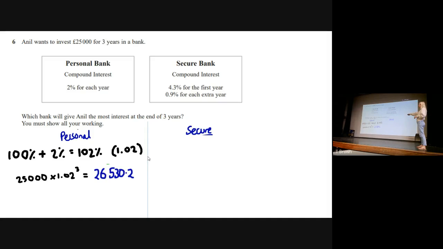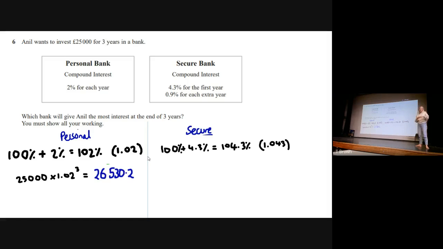Now, if Anil was clever, he'd put his money here for a year, and then after that first year was up, he'd move it to the personal bank. That's how he's going to get the most money, isn't it? But banks, they know we're a bit lazy. They know we're probably not going to move our money. Some people might, but most people won't. So they're doing that, and it's clever because it allows them to keep a little bit more money.